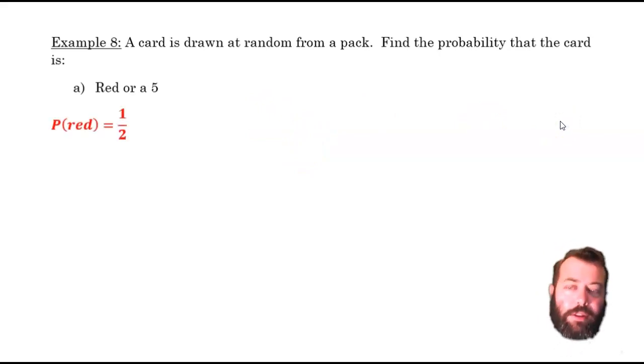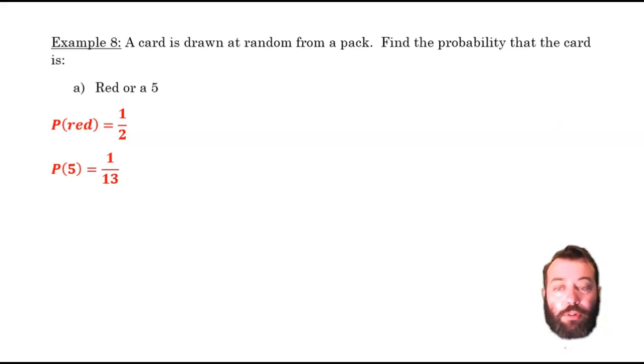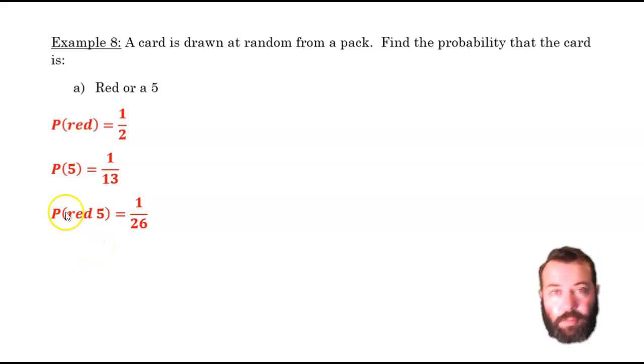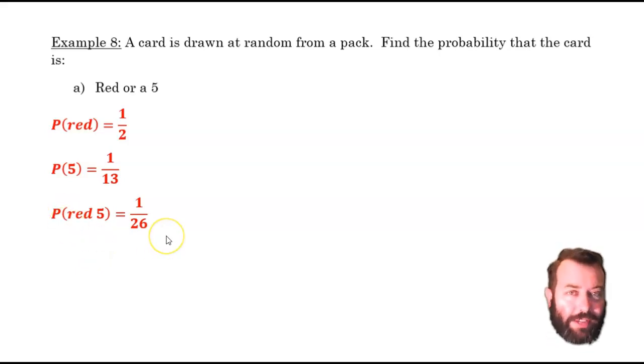So the probability of red is 1/2. The probability of drawing a 5 is 1 in 13, because 1 out of every 2 cards is red, and 1 out of every 13 is a 5. So the probability of a red 5 is 1 in 26. If you like, there are 2 red 5s out of the 52 cards, so 2 out of 52, or 1 in 26.